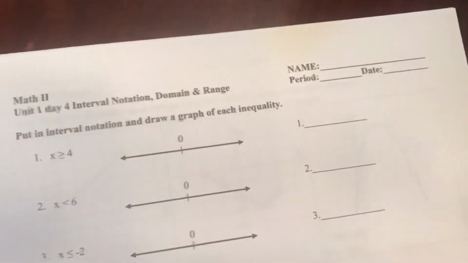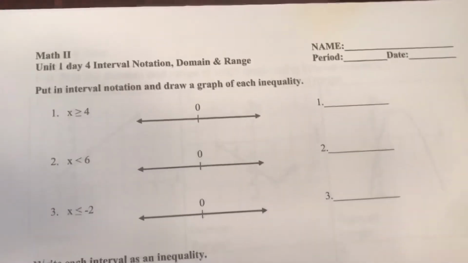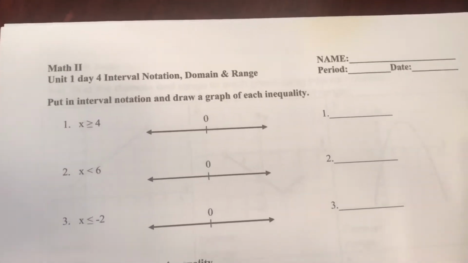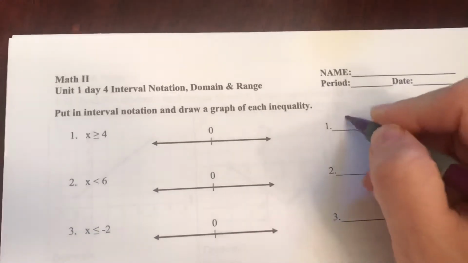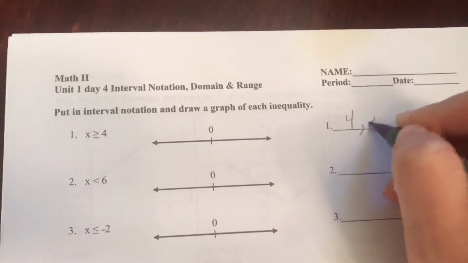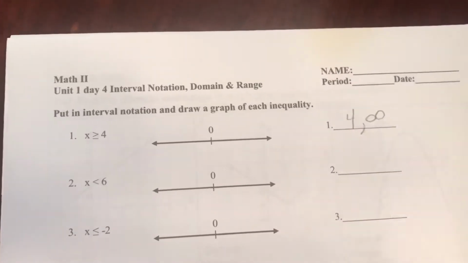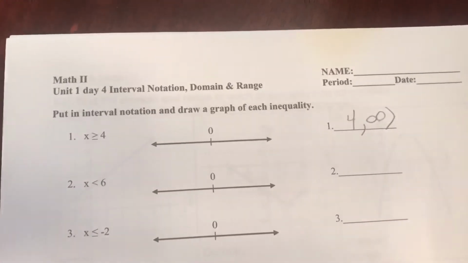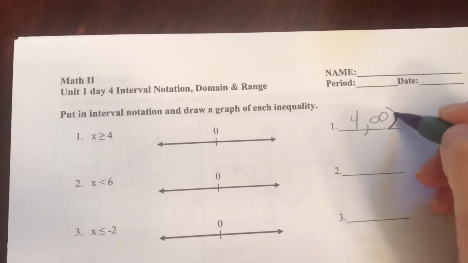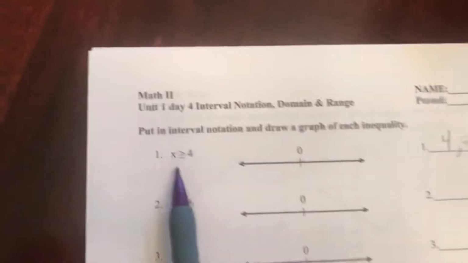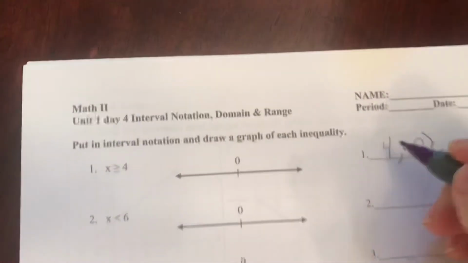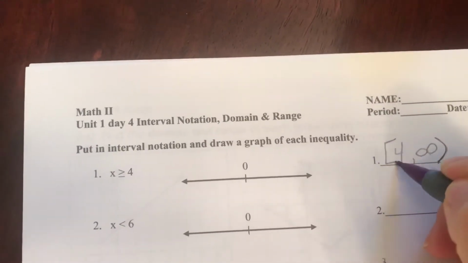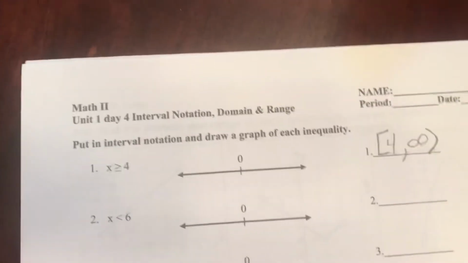I know you have the answers, but I just wanted to explain a little bit. If you are greater than or equal to 4, that means you can equal 4 and then go forever to infinity that way. If you have an infinity, it's always a parenthesis on the side. Sorry, I did not mean it, that's supposed to be a parenthesis. If you have or equal to, it can equal the 4, so you put a bracket if it's equal.